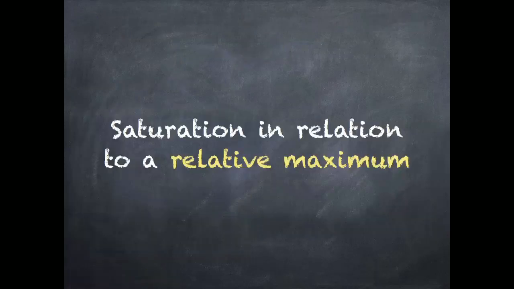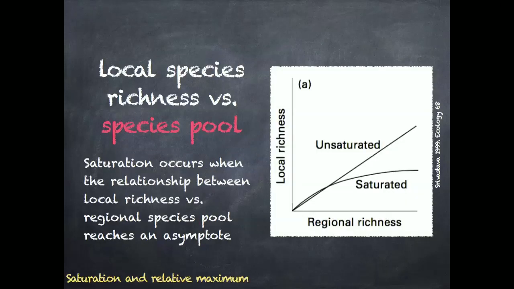And then we can also have this relative maximum as the related variable. And in this case, we have local species richness versus a species pool. Here, the basic concept states that saturation occurs when the relationship between local richness and regional richness reaches an asymptote. So if the local richness continues to increase with increasing regional richness, then we will have unsaturated communities.